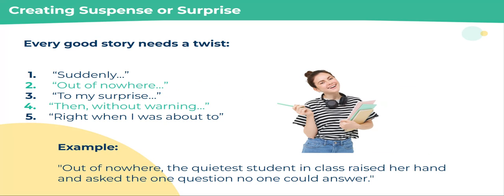And we can also create suspense or surprise. And every good story has a twist. For example, suddenly, or out of nowhere, to my surprise, then without warning, right when I was about to. For example, out of nowhere, the quietest student in the class raised her hand and asked the one question no one could answer.